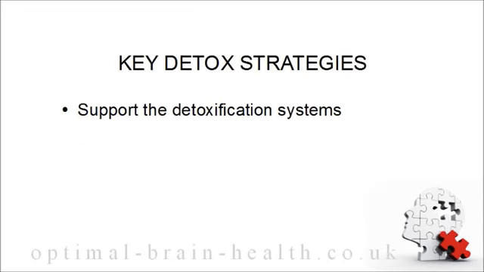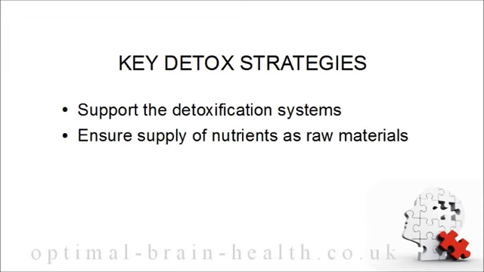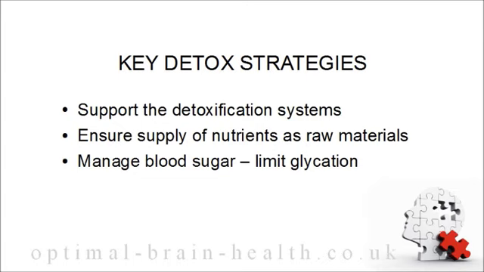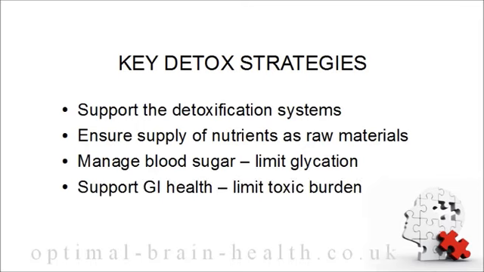And in most cases, the best strategy is to support detoxification by meeting the system's needs rather than doing anything more active than that. And that means supplying the range of nutrients needed as raw materials, including antioxidants, primarily through a healthy diet, but also with supplementation. It's important to keep blood sugar well regulated and so limit glycation, which is a source of oxidative stress. And it's also important to support gastrointestinal health, because raised gut permeability, dysbiosis and inflammatory imbalance that can result are the primary factors in increasing the toxic burden on the liver and the detoxification systems.